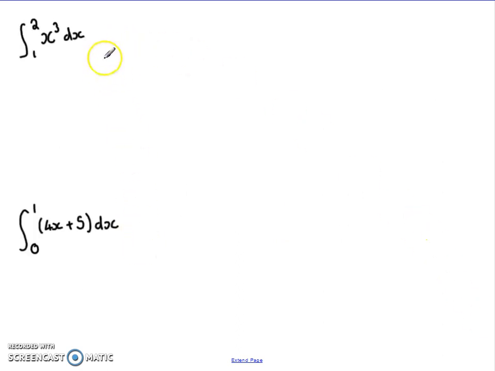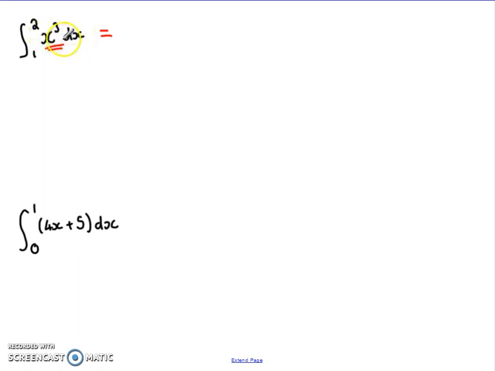So I want to first calculate these two integrals. The first one is the integral from 1 to 2 of x cubed dx. Second one, integral from 0 to 1 of 4x plus 5 dx. Now, the first thing you have to do in any of these sorts of questions is integrate whatever's in here with respect to the variable here. So this one is integrating x cubed with respect to dx.